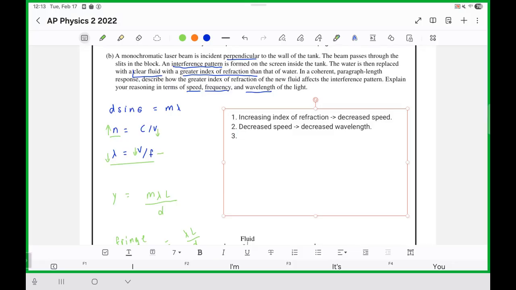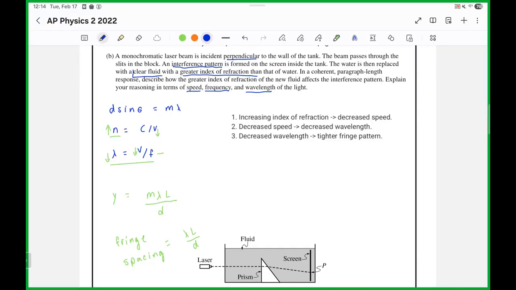Lastly, we can then argue that the double-slit interference equation tells us that with decreased wavelength, we have decreased separation between our interference fringes. With these bullet points listed, I'll leave it to you to construct a coherent paragraph length response addressing these points.